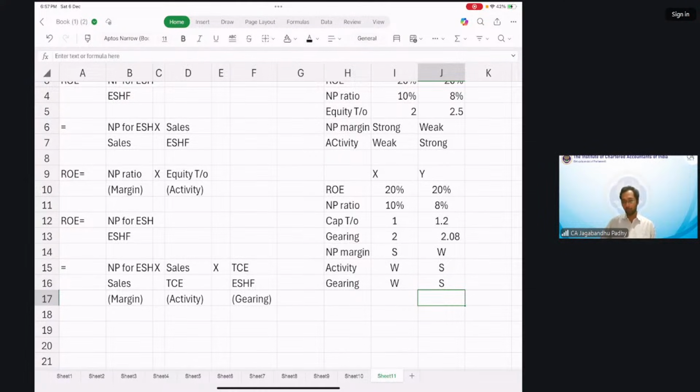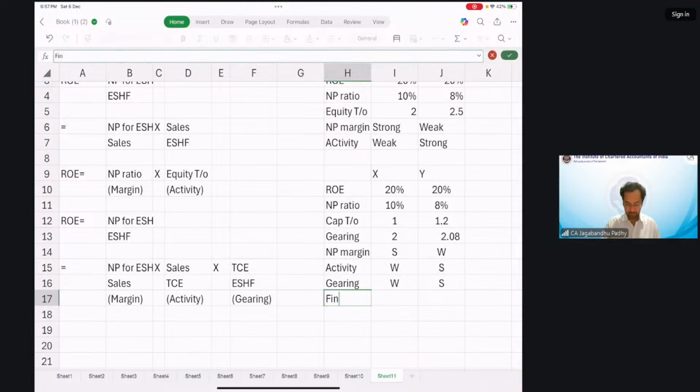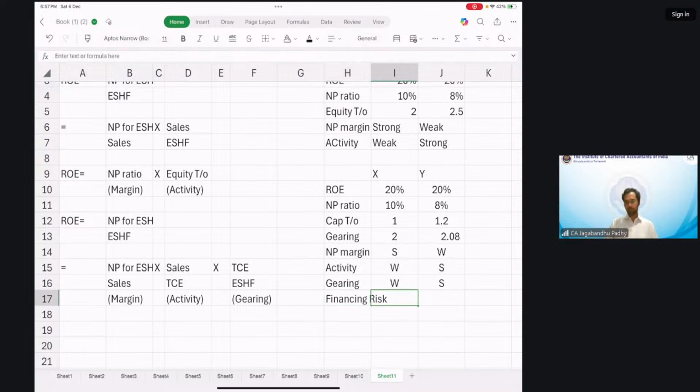right? So if I ask you, out of these two companies, which is having a greater financing risk? Which of these two companies are having a greater financing risk, guys? Tell me. Which of these two companies are having a greater degree of financing risk? Is it company X or is it company Y?